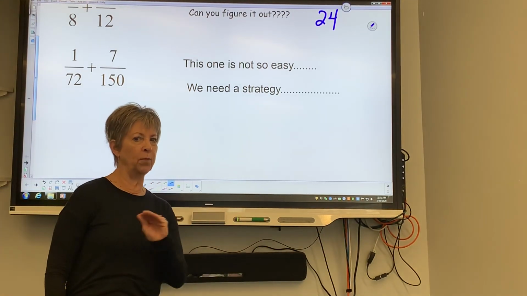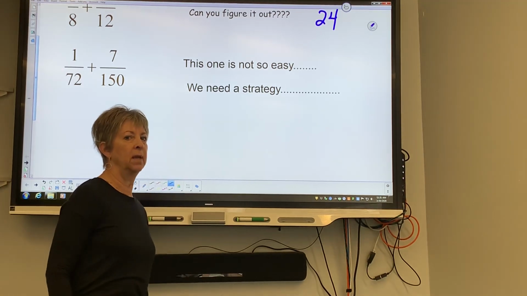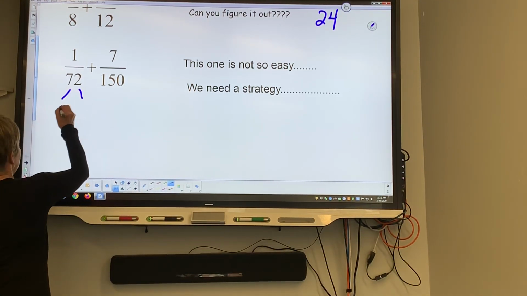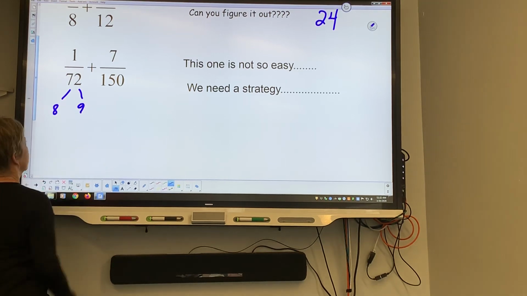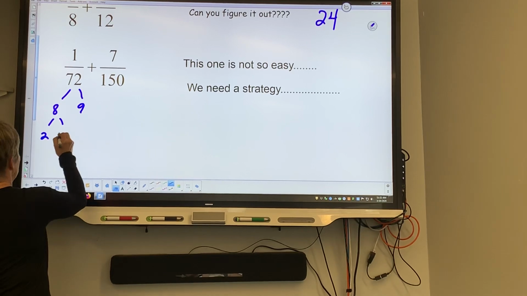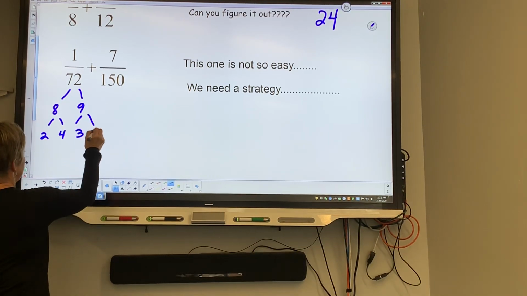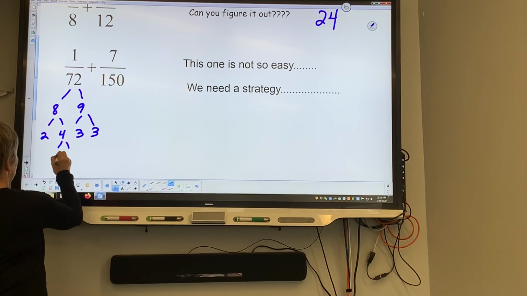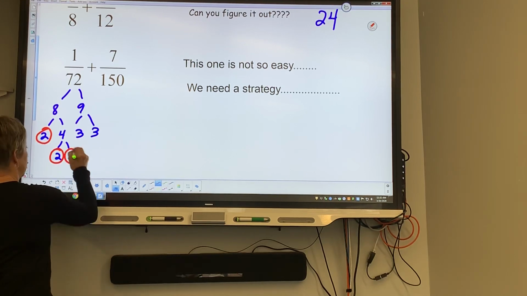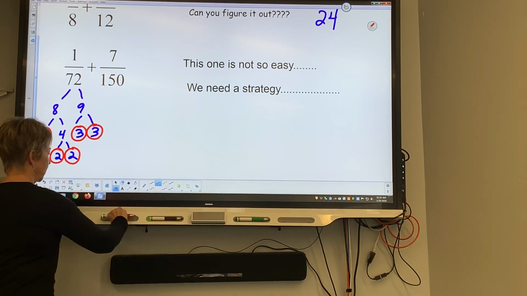So do you remember the old factor trees we did in elementary school? So if I factor 72, 8 times 9, that's 2 times 4, and 3 times 3, and then this breaks up into 2 times 2. So my final factors are 2, 2, 2, 3, 3.